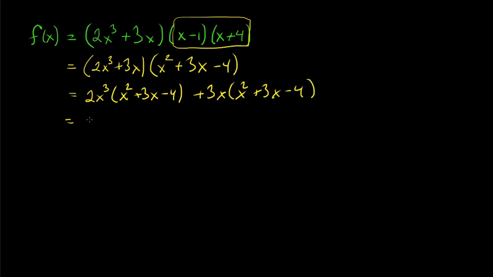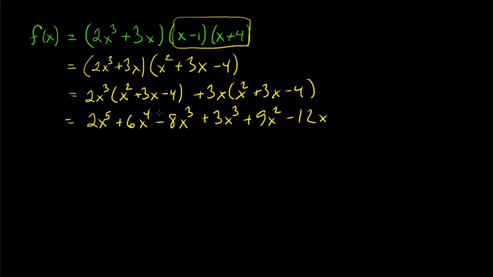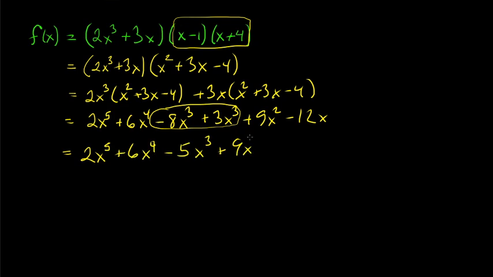So we're going to get 2x to the 5th plus 6x to the 4 minus 8x to the 3 plus 3x to the 3 plus 9x squared minus 12x. And the only things we have to combine here are the negative 8x cubed plus 3x cubed, which is negative 5x cubed. Negative 5x cubed, right? Okay.